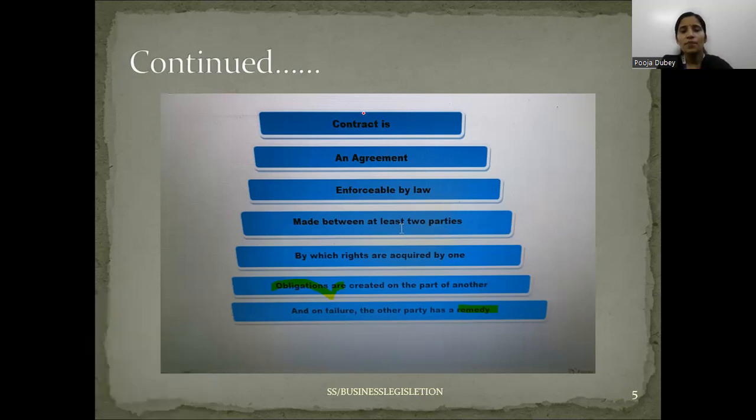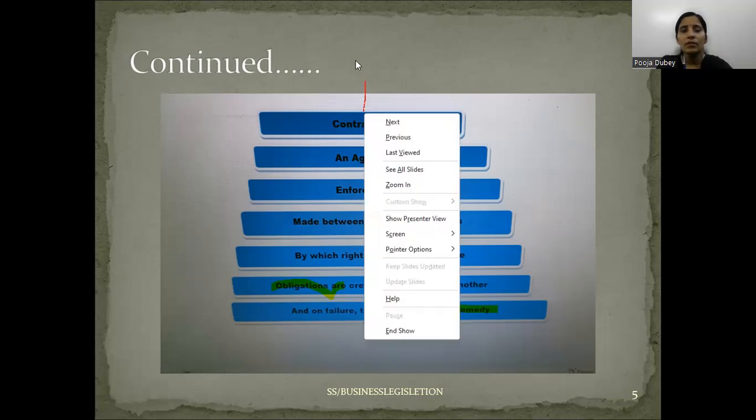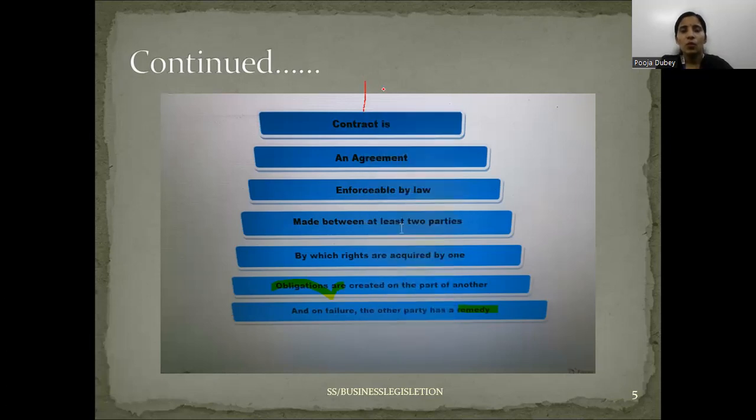One is called a valid contract. Another is called a void contract. And the last one is called a voidable contract. So it is simple to remember. On the basis of enforceability by law, there are three types of contract: valid, void, and voidable. What do you mean by a valid contract? For the understanding of the same, you need to understand how a valid contract develops.